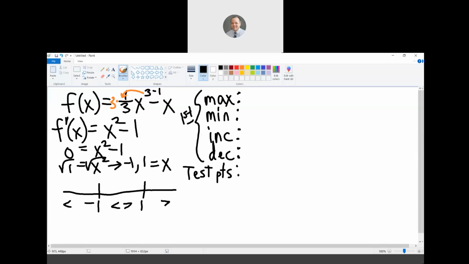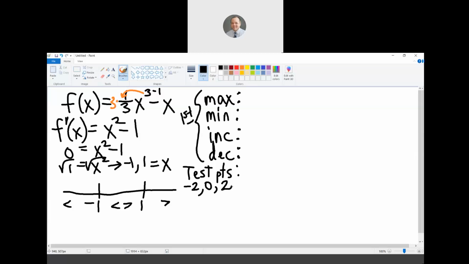All right, something less than -1, let's say -2. A number between -1 and +1, 0. And a number greater than 1, let's try 2 as a test point. Now we are plugging these test points into our first derivative.